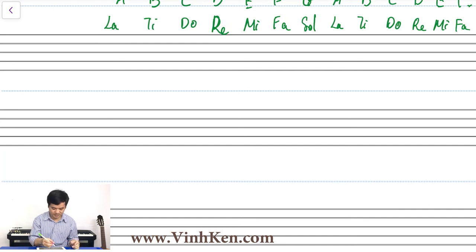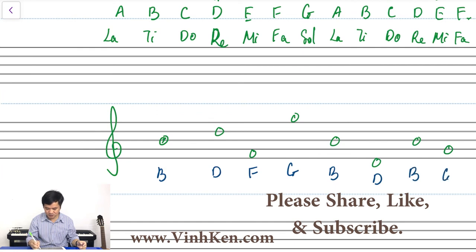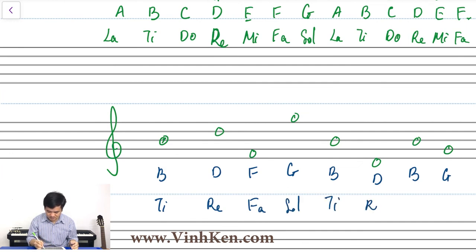If we practice that more and more, okay? Just write randomly. And we practice like that. And from counting, like I already showed you, then I can define this is B, this is D, this is F, this is G, this is B, this is D, this is B, and this is G. And then from that, I can read the notes fast. Like B, D, F, G, B, D, B, G. Very easy. Or if I write the name, it's Ti, Re, Fa, Sol, Ti, Re, Ti, Sol. Then I just read with the solfège names. See? Very easy.